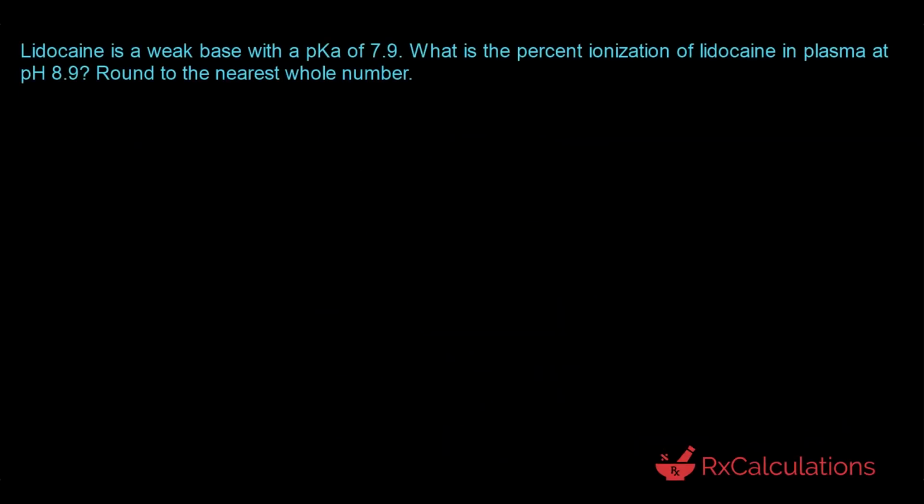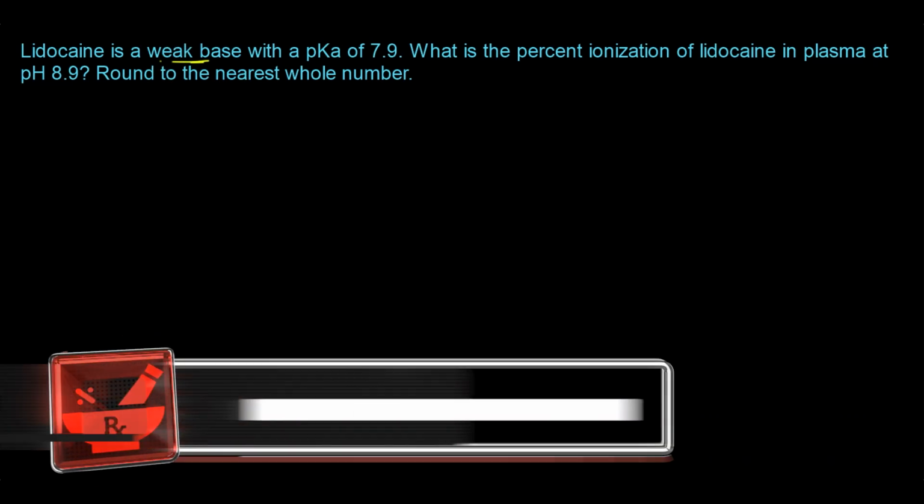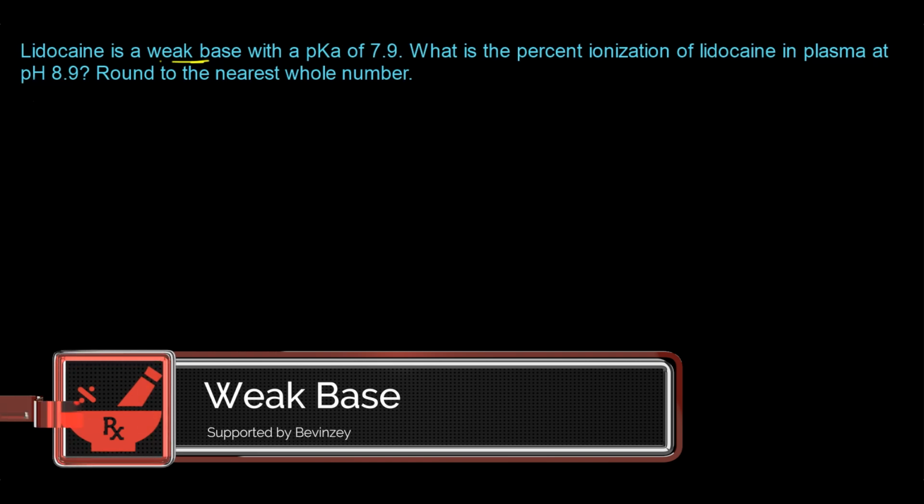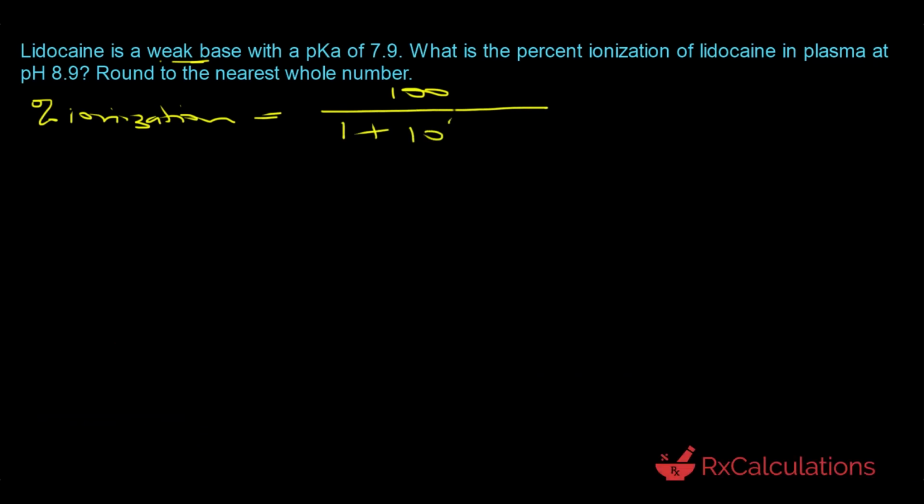The next question says lidocaine is a weak base with a pKa of 7.9. What is the percent ionization of lidocaine in plasma at pH 8.9? Round to the nearest whole number. In this question, lidocaine is a weak base, so the version of the equation we'll be using is percent ionization is equal to 100 over 1 plus 10 to the power pH minus pKa.